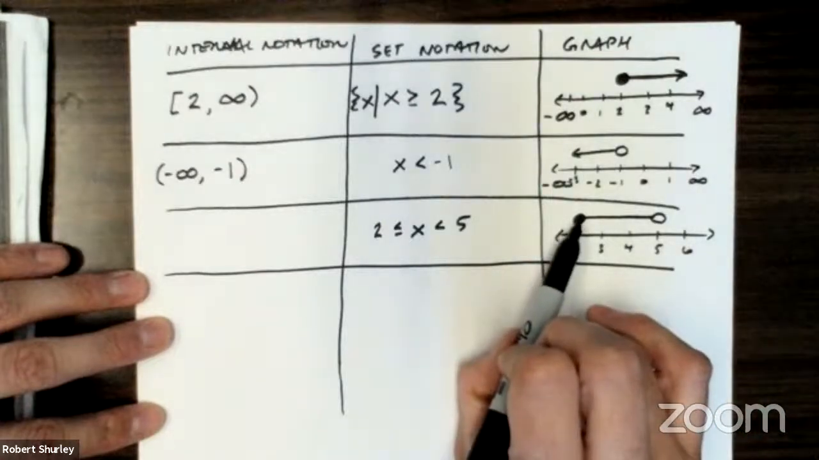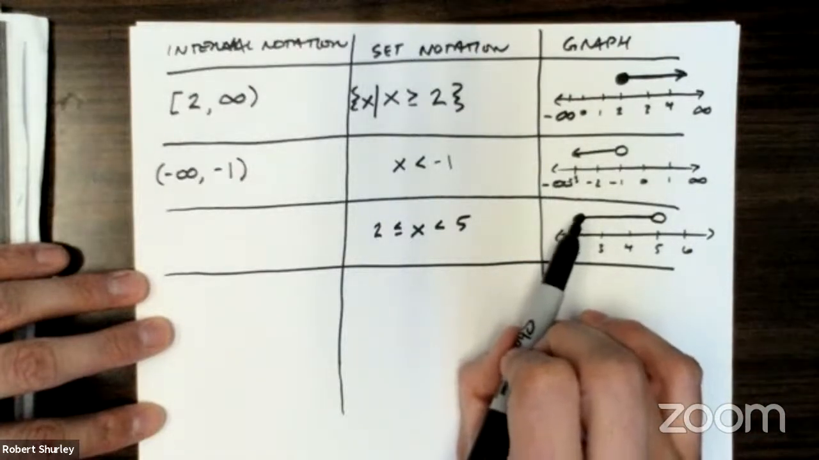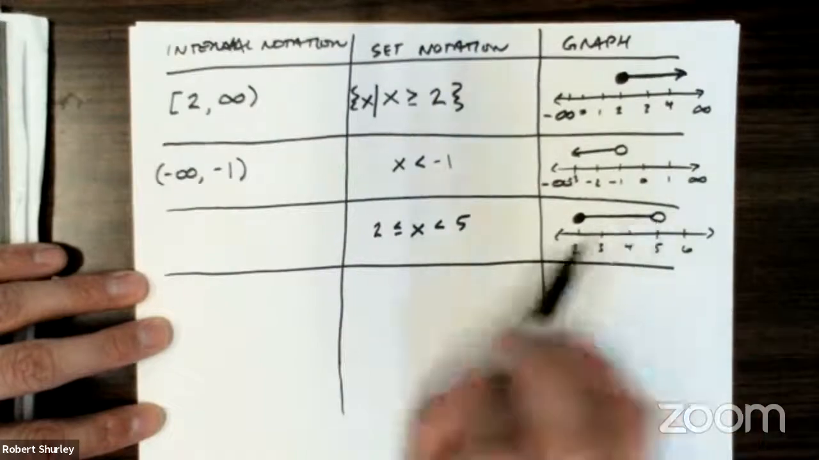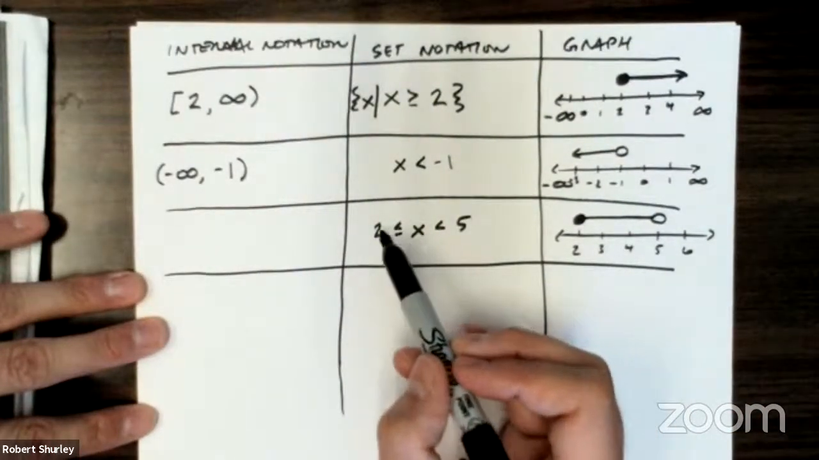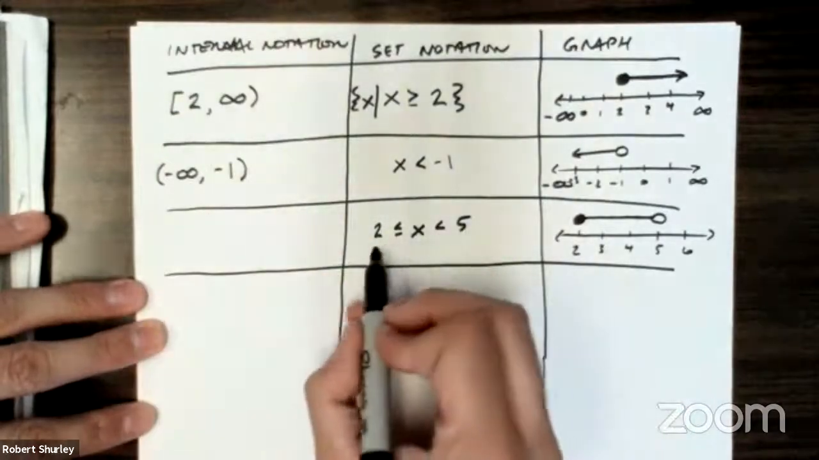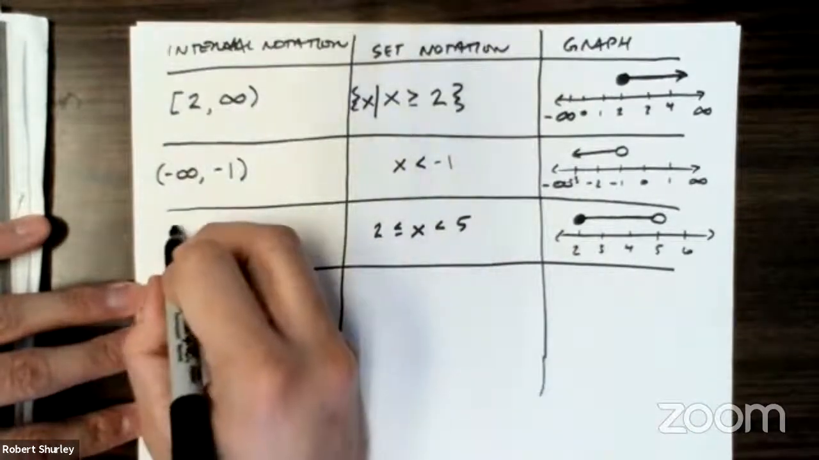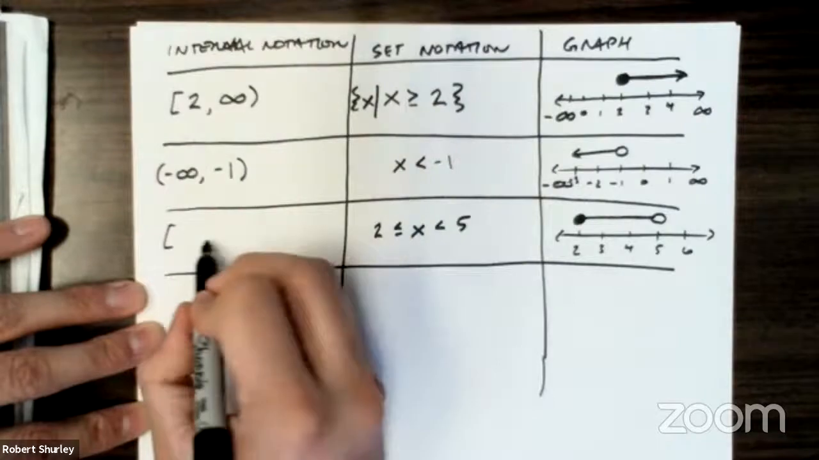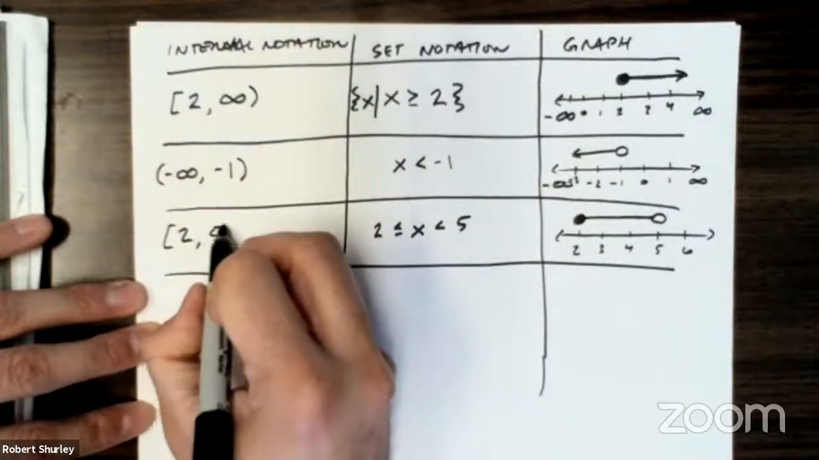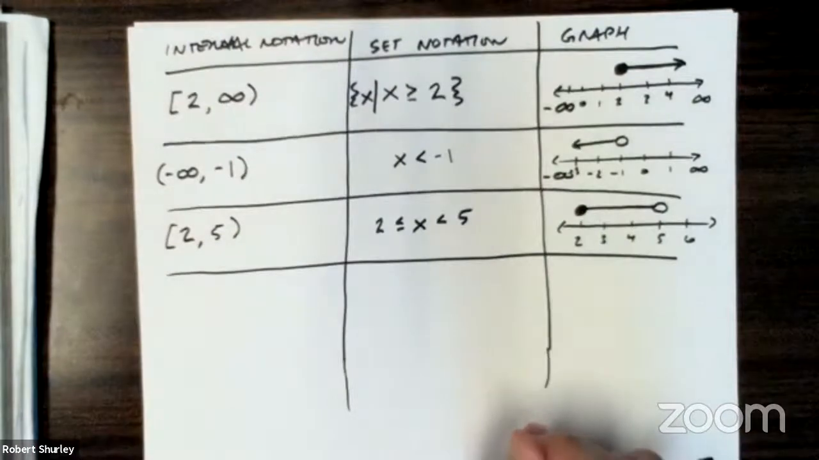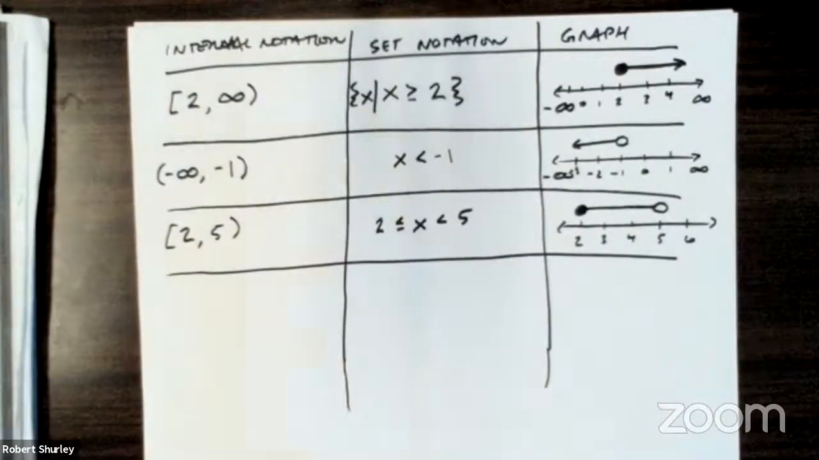But what that means is I'm going to use a bracket here on the closed circle and a parentheses on the open circle. So if you look at this, x can be anything between 2 and 5. So the smallest my x can be is 2. That gets a bracket because we can equal it. The largest my value can be is 5. So it's going to get a parentheses.